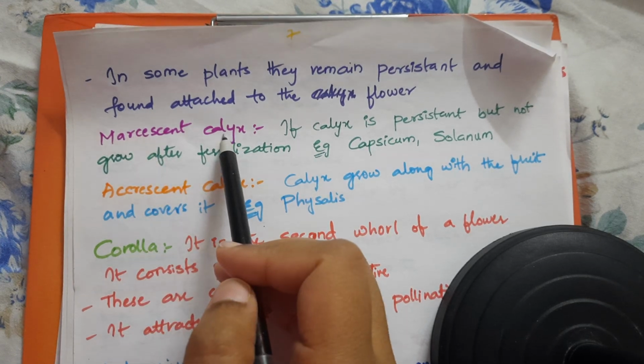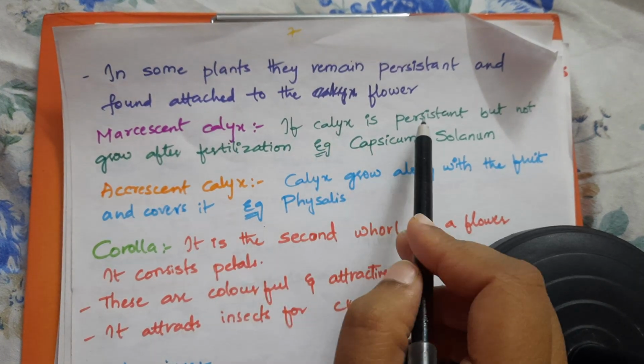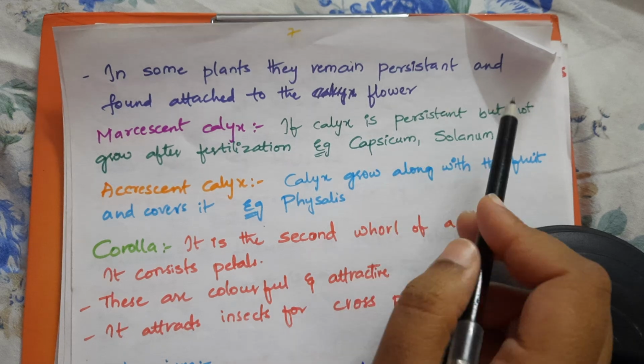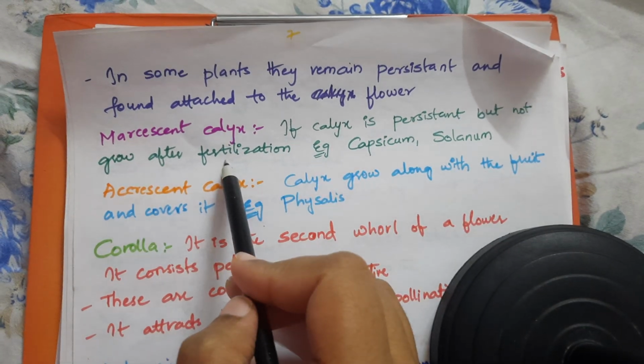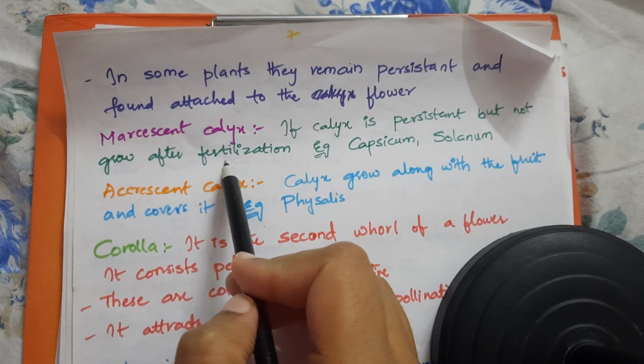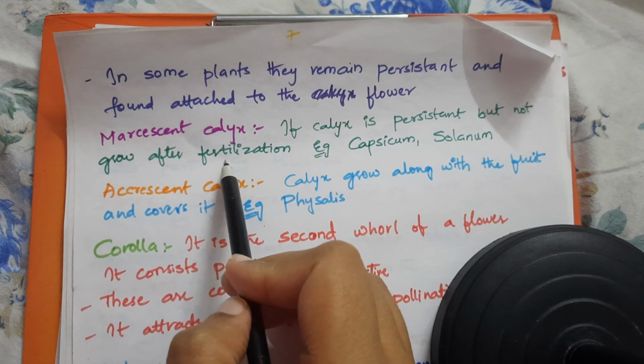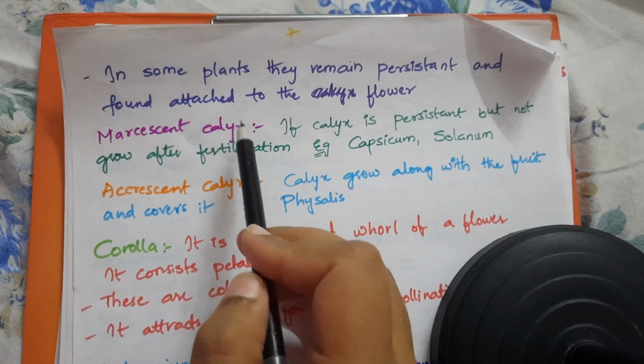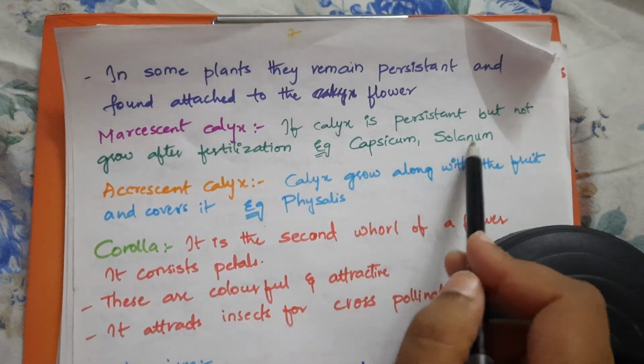What is marcescent calyx? If the calyx is persistent, means it is present but does not grow after fertilization, it will remain like that after fertilization also. An example of marcescent calyx is seen in capsicum and solanum.